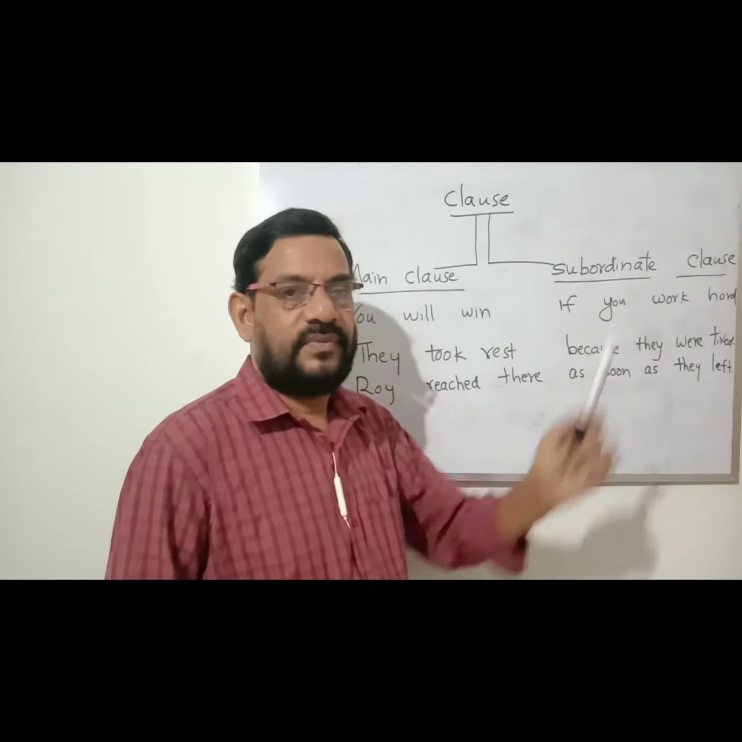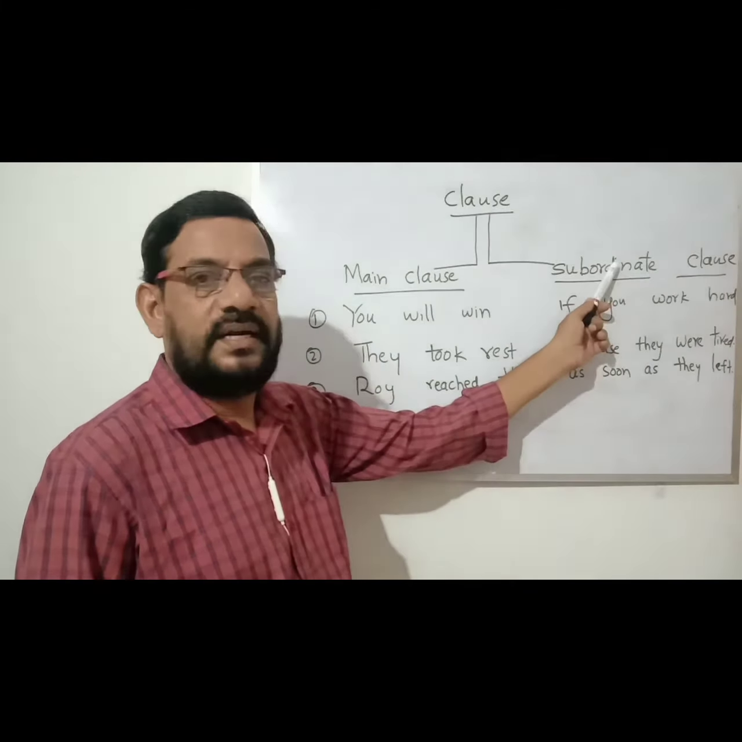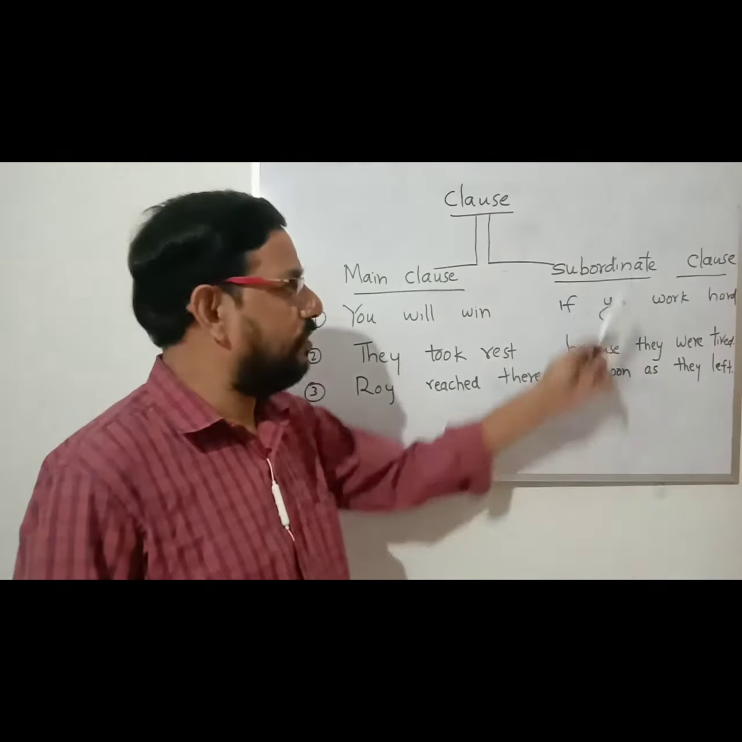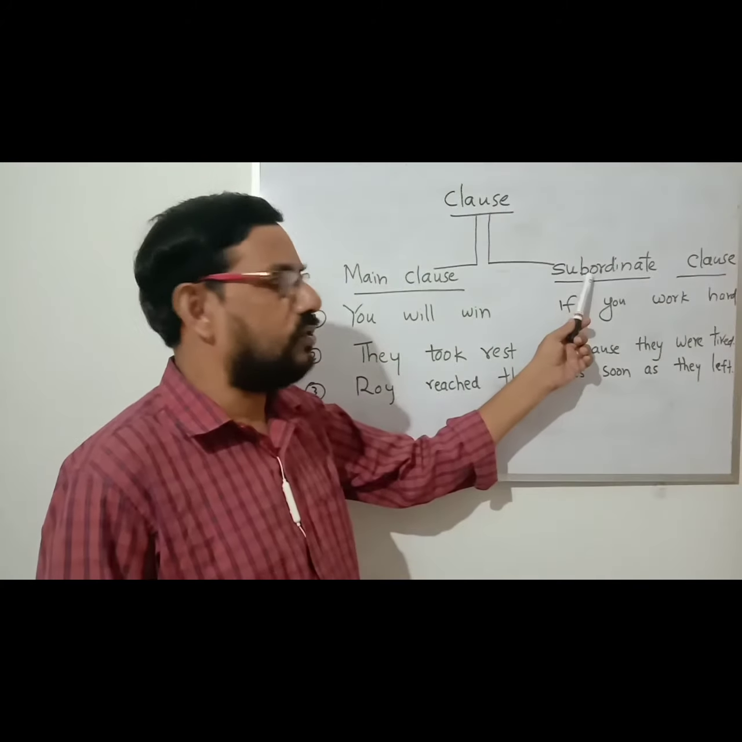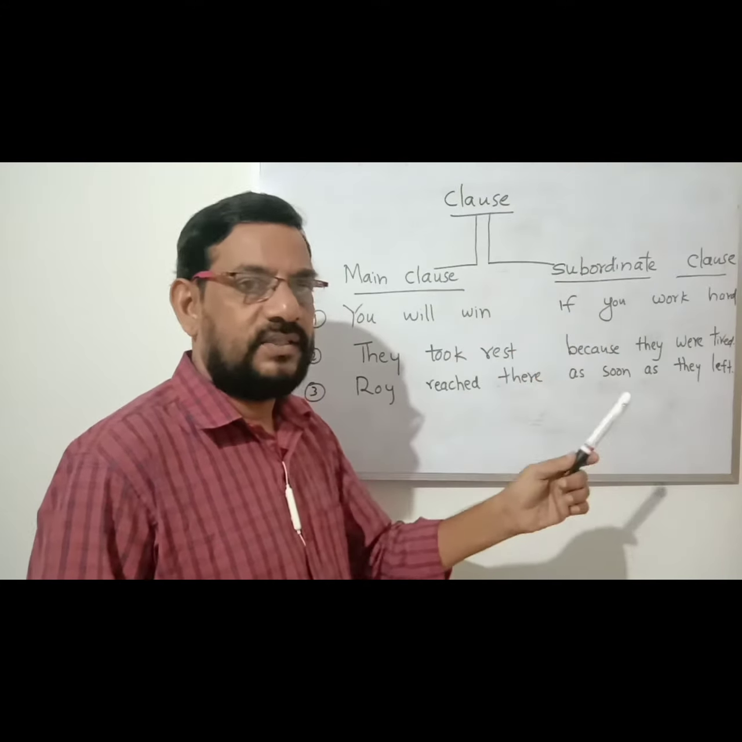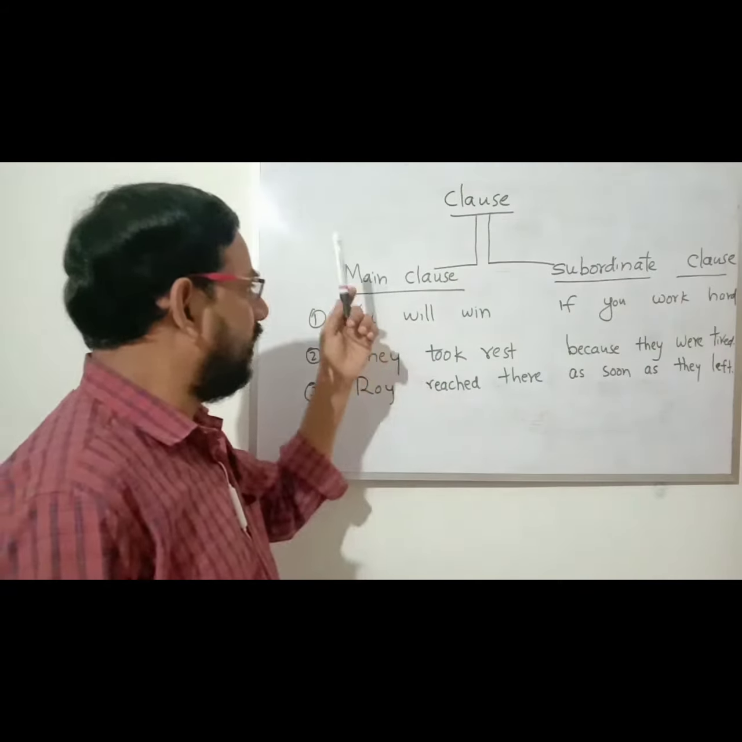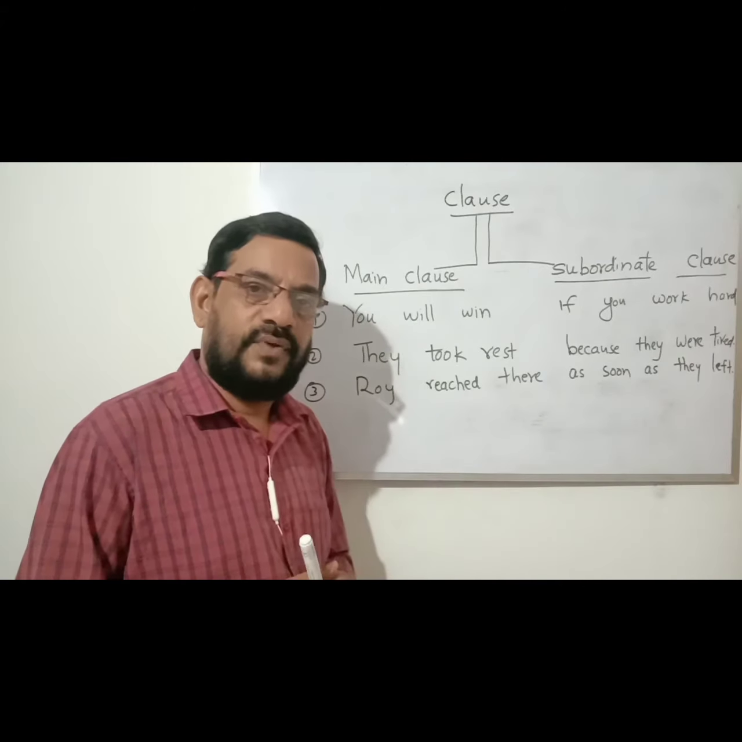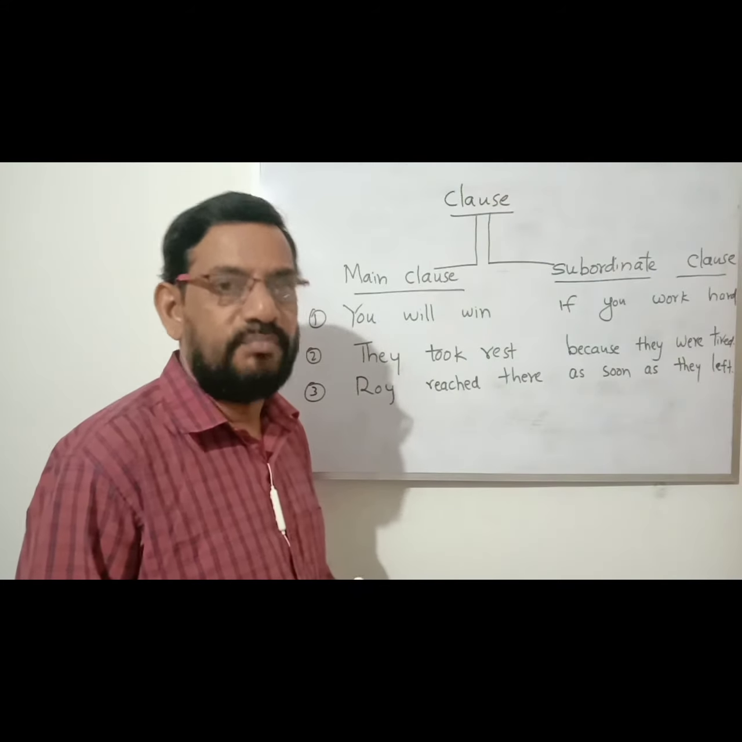Subordinate clause means the meaning is incomplete. Subordinate clause depends upon the main clause for the completion of meaning. Understood? So, subordinate clause is a dependent clause. Subordinate clause is also called dependent clause because it depends on the main clause to give us a complete meaning. But main clause is an independent clause. Independent means without the help of any other part, a main clause can stand with full meaning.